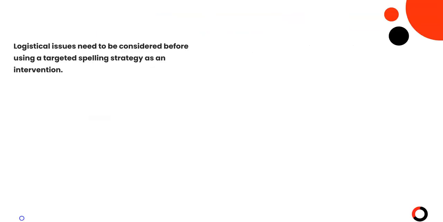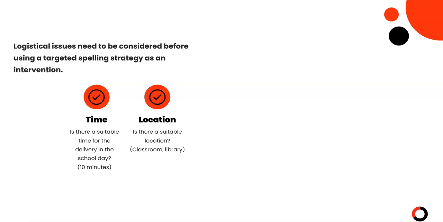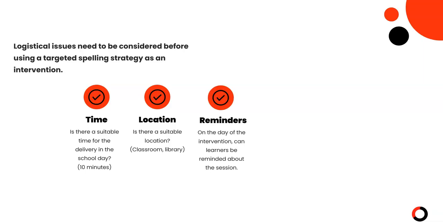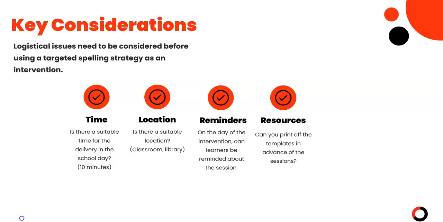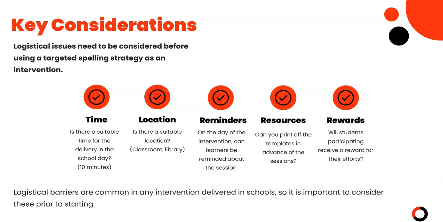So logistical barriers need to be considered before using a targeted spelling strategy as an intervention. So time, is there a suitable time in the day for the delivery in school? Location, is there a suitable location such as a library or classroom? Reminders, just to remind the students that they have the intervention. Resources, if you need the templates, can you print these in advance? And will you link this to any rewards? And finally, logistical barriers are common in any intervention delivered in schools, so it's just important to consider these prior to starting.